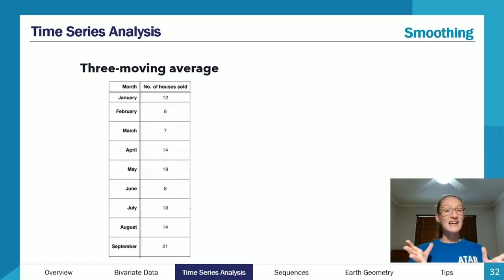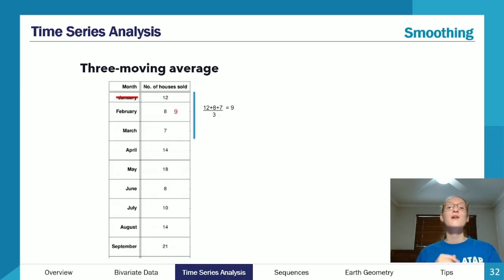We actually can't take the 3 mean smoothed value for January, because we'd need the point for January, the point before, and the point after. But we don't have a point before January, so January is off the table. But we can do February by taking the values for January, February, and March: 12, 8, 7, which gives us 27, which we divide by 3, the number of values we've taken, and that gives us 9. So our 3 mean smoothed value for February is 9.